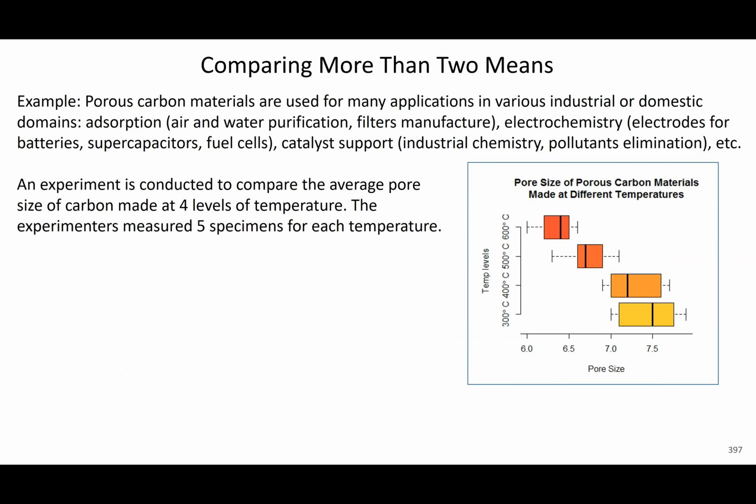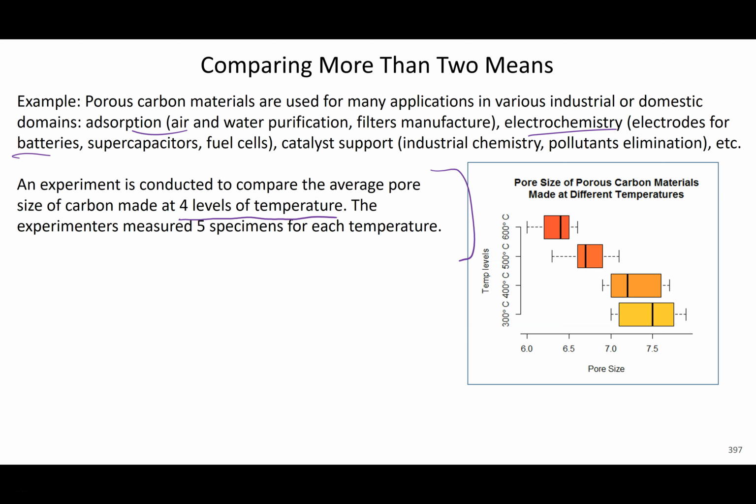When we want to compare more than two means, the example we're going to use for pretty much this chapter is porous carbon materials. They're used for a lot of different things, like absorption, electrochemistry, batteries, and so on. But we have an experiment where we are going to take these materials and apply heat to them. Specifically, we have 4 different temperatures that we're going to use.